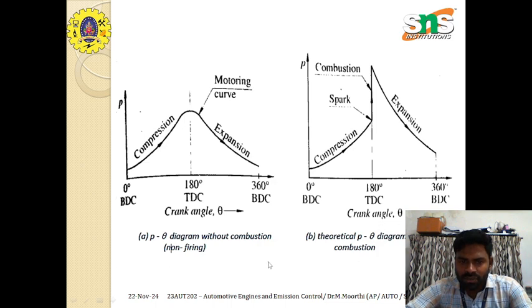So this is the difference between the pressure versus crank angle diagram without combustion and with the combustion process. In the first curve there is no combustion or spark, so the compression process takes place and then expansion is completed. In the second one, once the compression process is over, the spark is applied and the burning of fuel takes place. Once the fuel is completely burned, the maximum pressure is attained, and then the pressure is released during the expansion stroke.